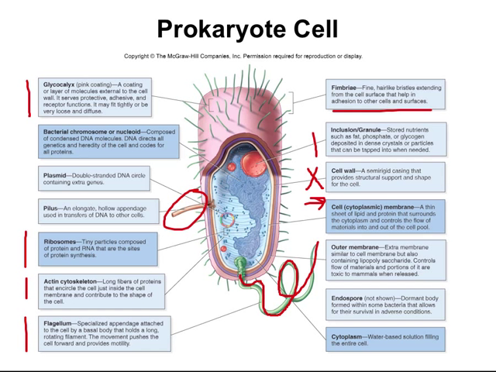It surrounds the cytoplasm and controls the flow of materials into and out of the cell. Some cells have an extra membrane that's similar to the cell membrane and also contains lipopolysaccharide. This outer membrane controls the flow of materials, and then portions of it are toxic to mammals when it's released. The endospore, which is not shown in this picture, is a dormant body formed within some bacteria that allow for them to survive adverse conditions for long periods of time. Finally, the cytoplasm, just as in a eukaryotic cell, is a water-based solution filling the entire cell. In the rest of the chapter, we'll look at each of these structures in more detail as we move from the outside to the inside of the cell.